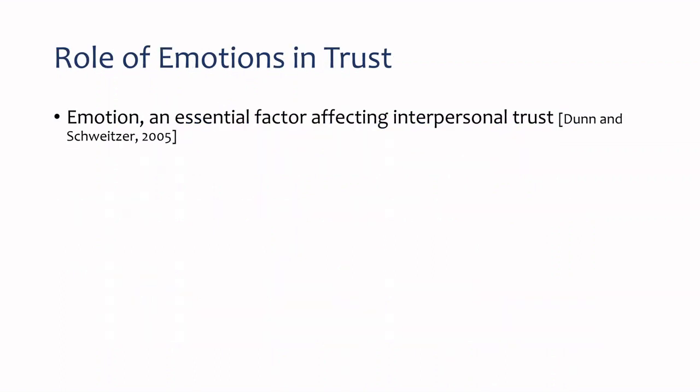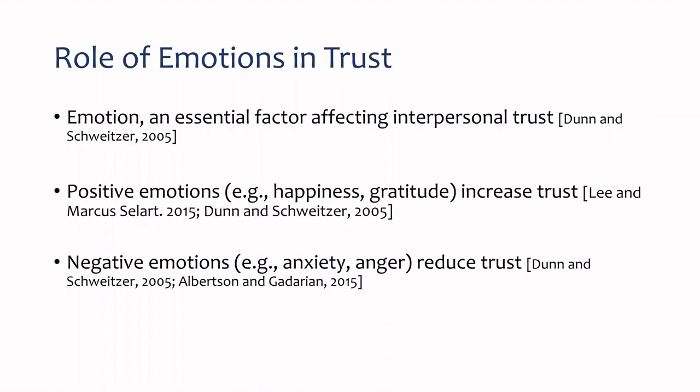To find the answer to this question, we look at the interpersonal trust literature. Interpersonal trust literature identifies emotion as an essential factor affecting human-human trust. Prior work has found that positive emotions such as happiness and gratitude increase people's trust in others. On the other hand, negative emotions like anxiety and anger decrease trust.